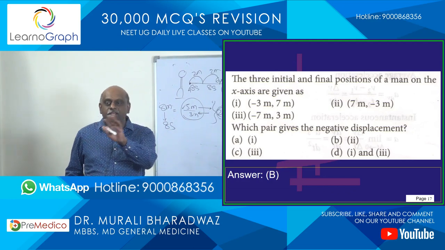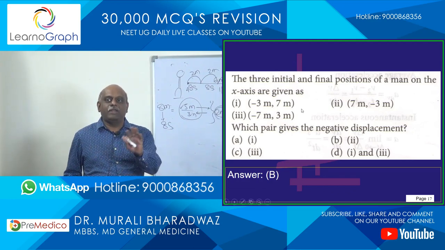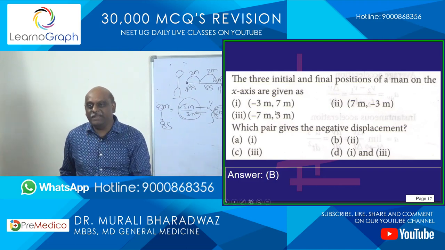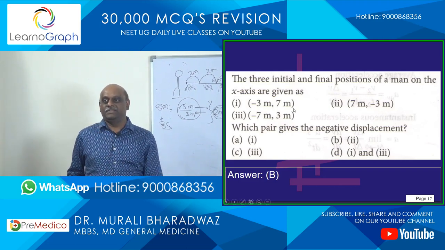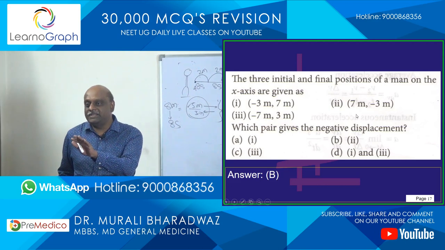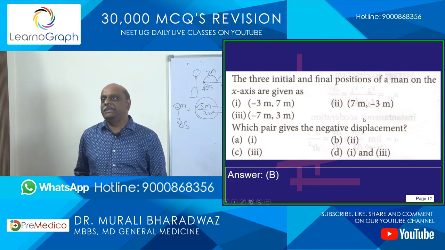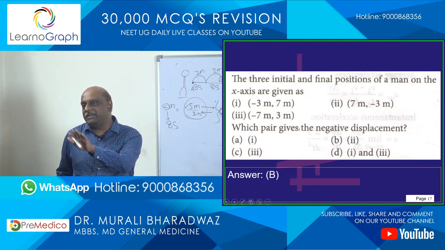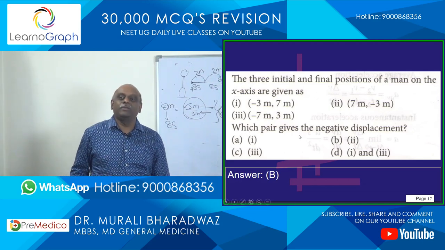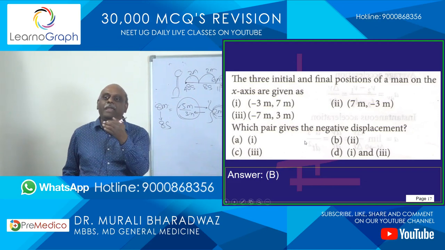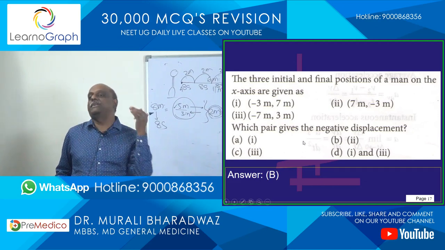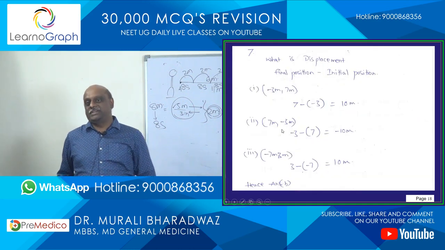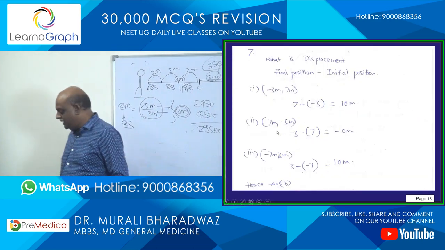The initial and final positions of a man on the x-axis are given to you. Minus 3 meters, 7 meters. Another person, 7 meters, minus 3 meters. And another person, minus 7 meters and 3 meters. Now the question is asked, in which pair is there a negative displacement? Negative displacement is the important question. Now let us crack this question. Give me the board.